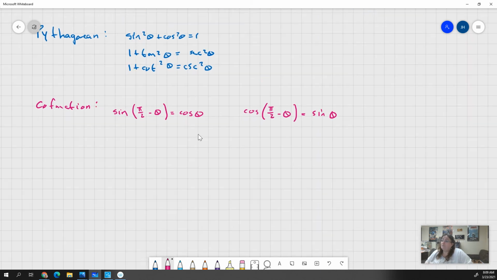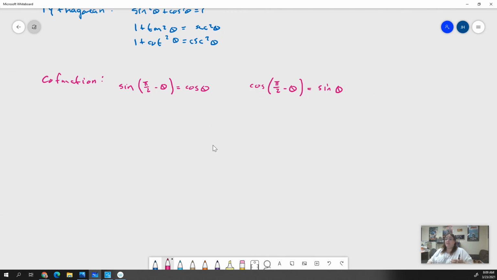Now, memorizing these things is great, but ultimately, you're going to have a list in front of you when you're using them. And I always recommend having all of your identities in front of you when you're doing identity type problems. Then we've got tangent of pi over 2 minus theta equals cotangent of theta. We've got cotangent of pi over 2 minus theta equals tangent of theta. And then we've got our last two.